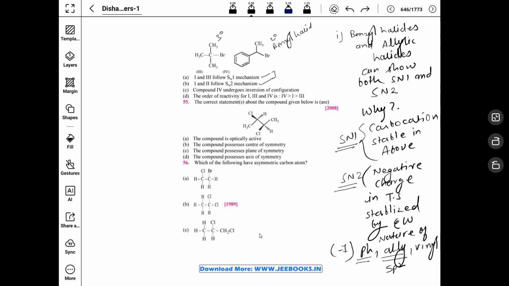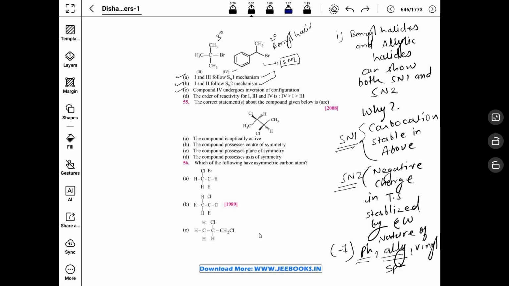Now compound 4 undergoes inversion of configuration. Yes, it can go through inversion of configuration via the SN2 pathway. As we discussed, it can show the SN2 pathway, so it can go with inversion of configuration. So 1 and 3 are correct.